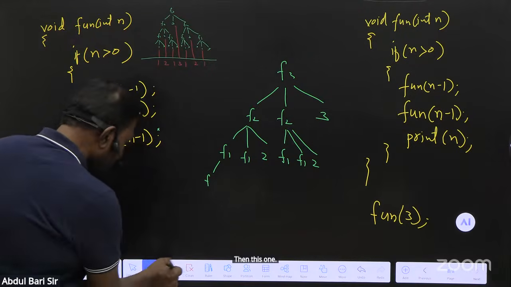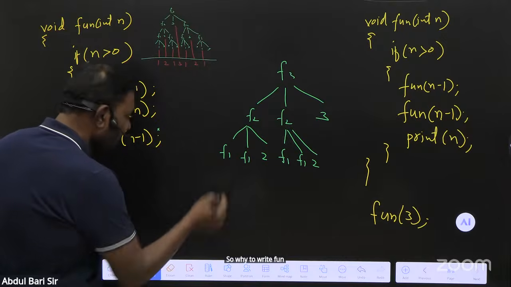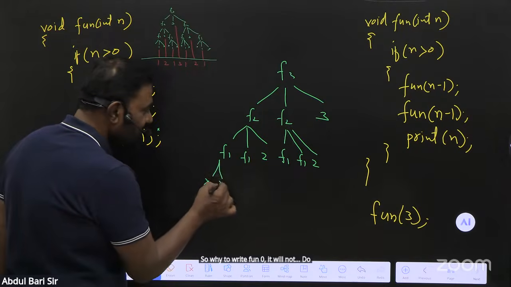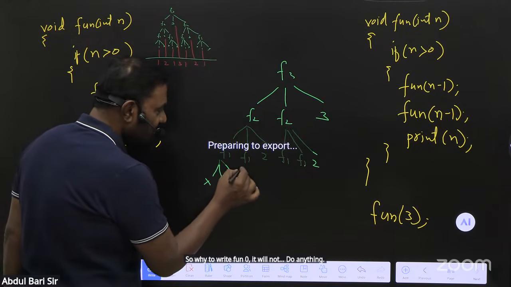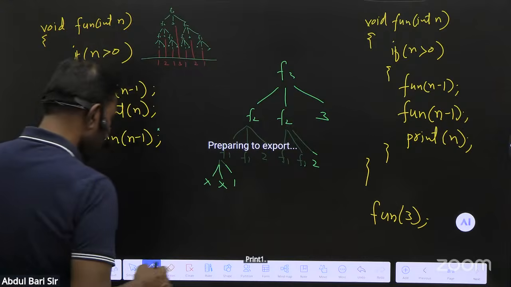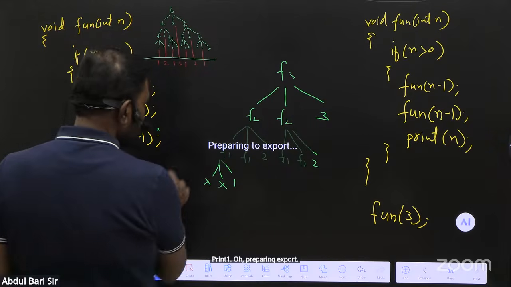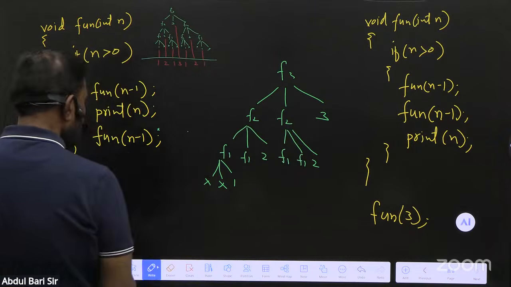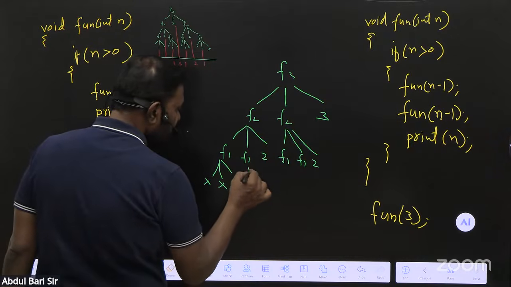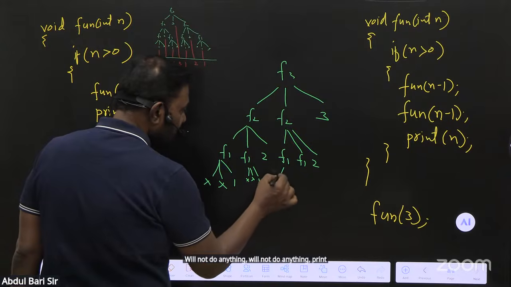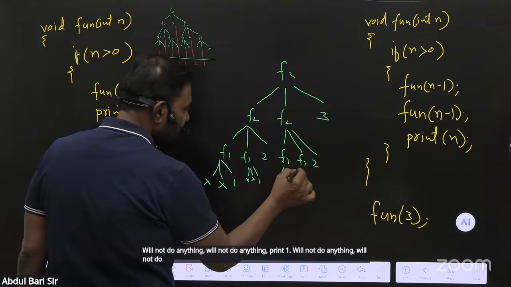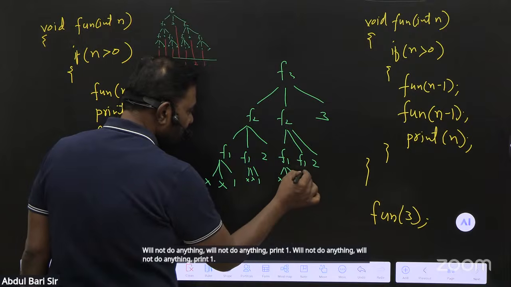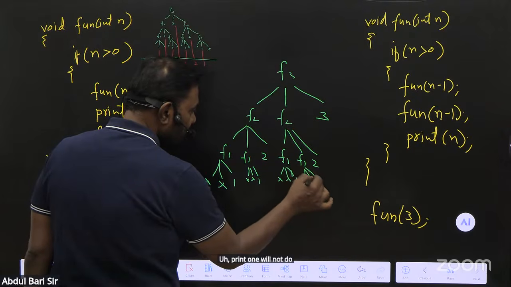Then this one, fun of 0. So why write fun of 0? It will not do anything. Print 1. It will not do anything, print 1. It will not do anything, print 1. Function of 0 will not do anything, and print 1.